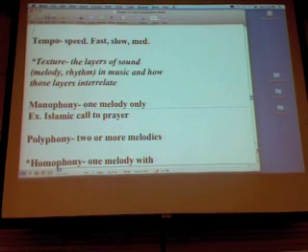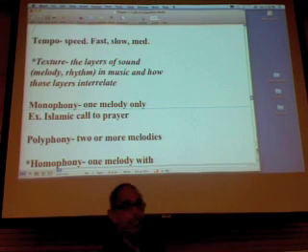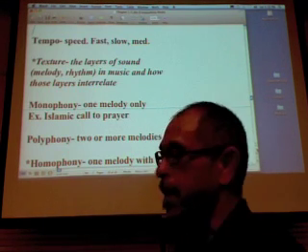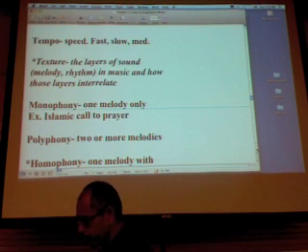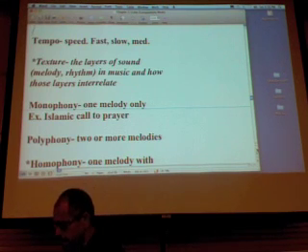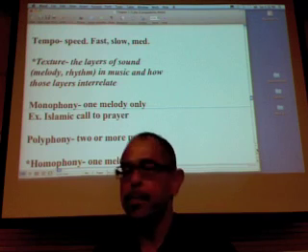The simplest texture is monophony. Monophony is where there's just one melody and one melody only. Remember earlier we listened to the Islamic call to prayer, CD2, number 1. That's a great example of monophony. Just one melody and nothing else. So that's pretty simple.